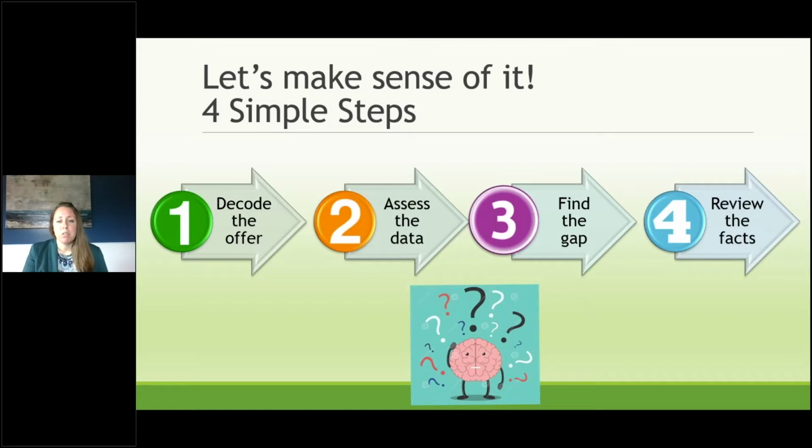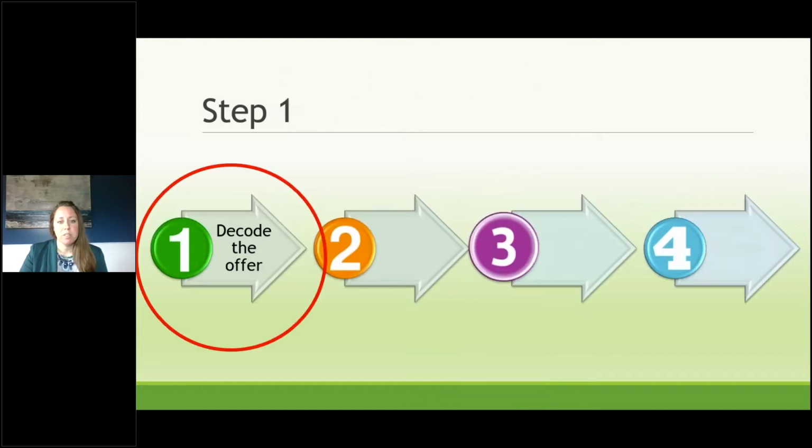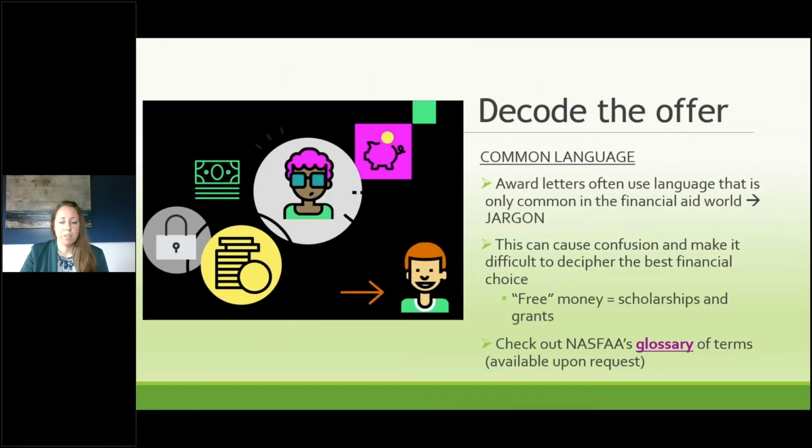And then finally, we're going to review the facts and figure out what makes sense for that particular student. So step 1, we're going to decode the offer first. As I mentioned, there's a lot of common language in those financial aid award letters. Unfortunately, that common language is often only used in financial aid, so it can be considered jargon.